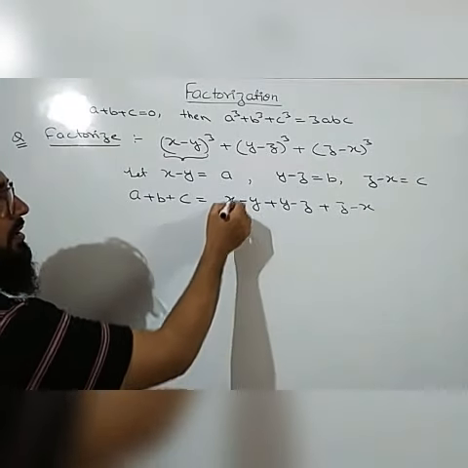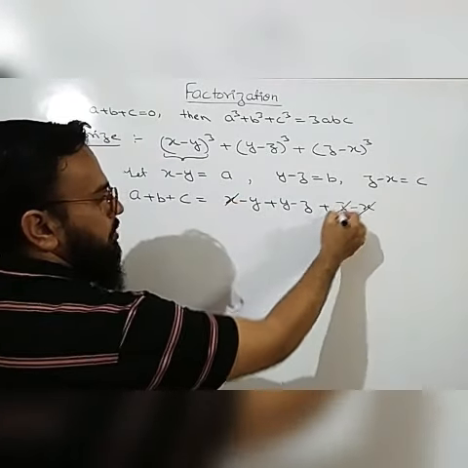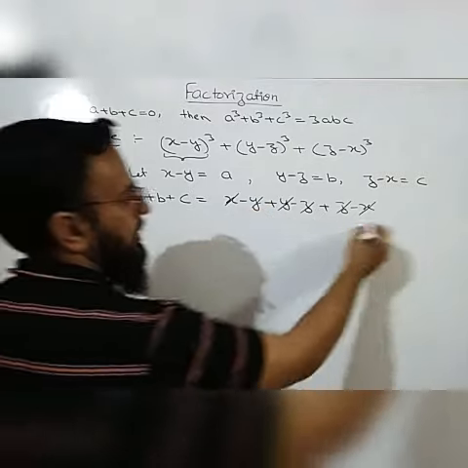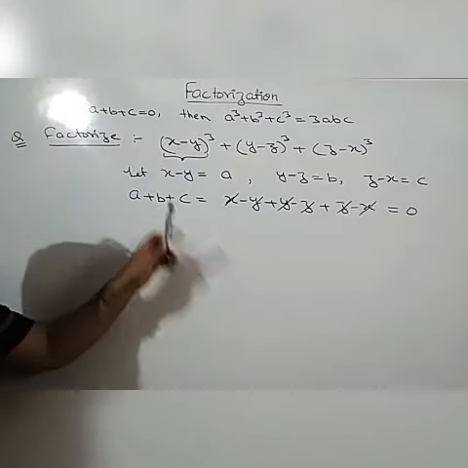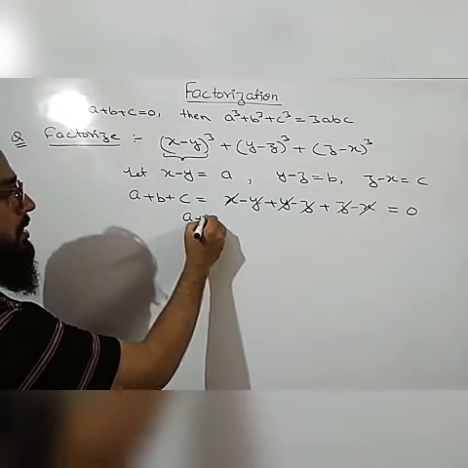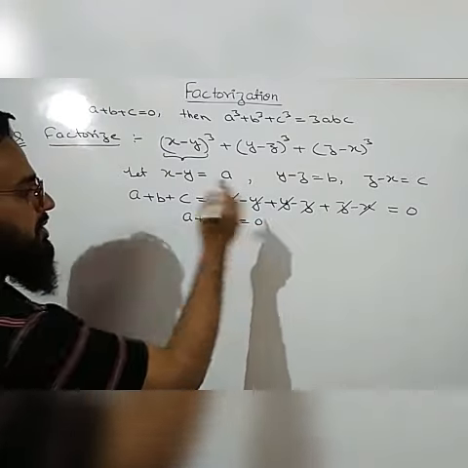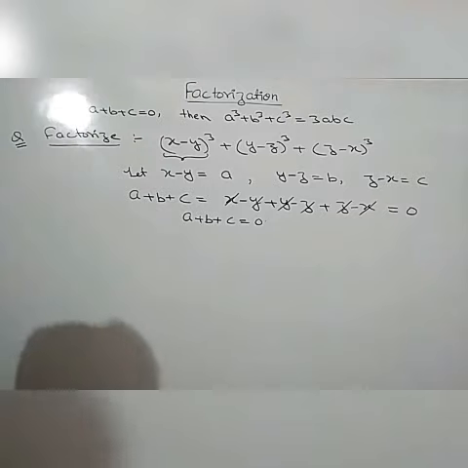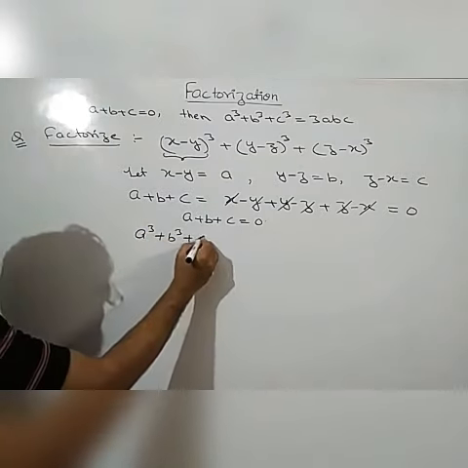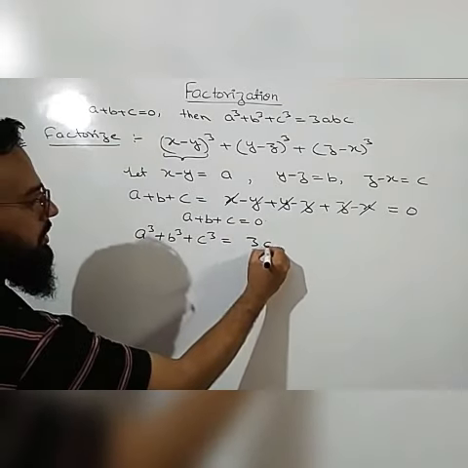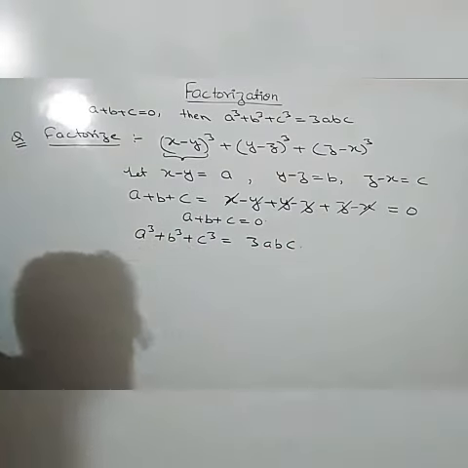Now let us solve it. The x minus x cancel out, z cancel out, y cancel out, it will be equal to 0. It means we are getting a plus b plus c is equal to 0. It means what will happen? The value of a cube plus b cube plus c cube will be equal to 3abc.